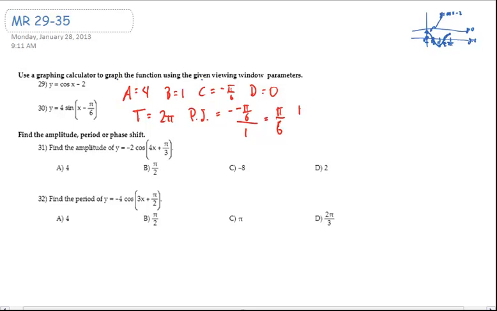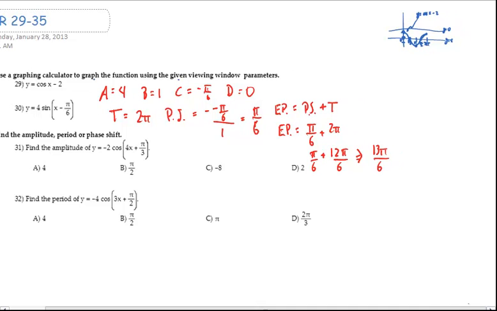The ending point, remember, is equal to the phase shift plus 1 period. And so you have to do a little bit of work with fractions here. The phase shift is pi over 6 plus 2 pi. You have to switch this to having a denominator of 6, so that'll be 12 pi over 6. So your ending point will be 13 pi over 6.